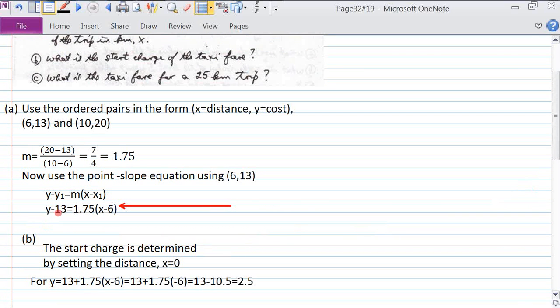Now I use the point slope form. I know what m is. m is 1.75, so I substitute it over here. My y1 is 13, so I put this over here, and I put my x1 right here, 6.